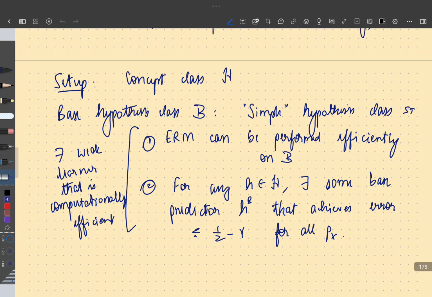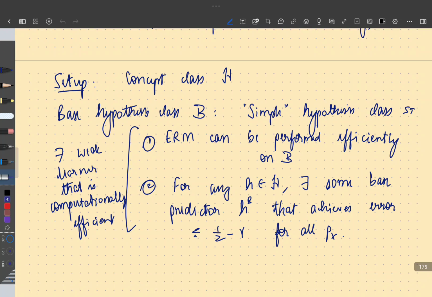On the other hand, let's suppose that we somehow have a base hypothesis class, let's call it B. So this is a simple hypothesis class where ERM can be done very efficiently, right? But the problem is, since B is very simple, firstly it may have a very large approximation error. So your class is not rich enough, right? But you can learn this class efficiently. So the approximation error may be large, and we need some way of reducing the approximation error.